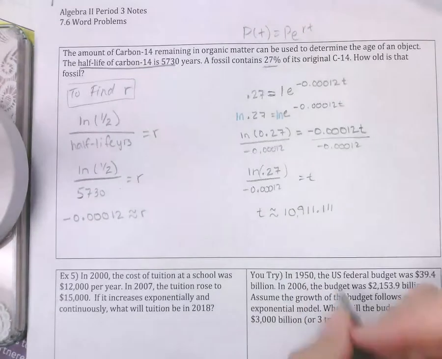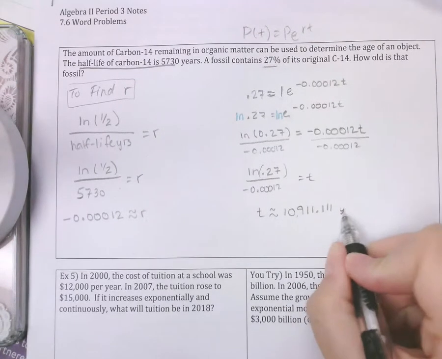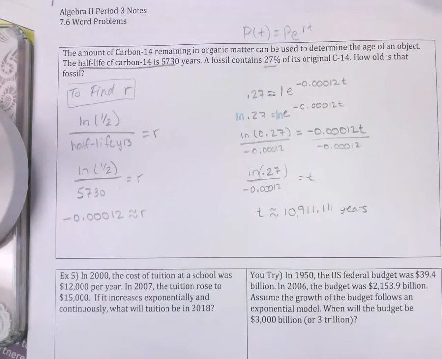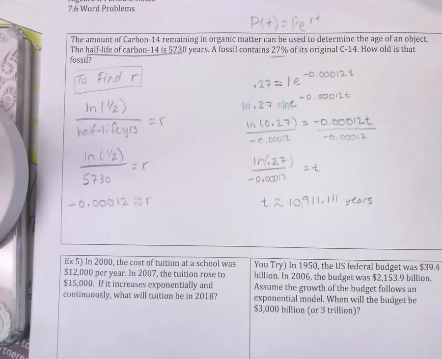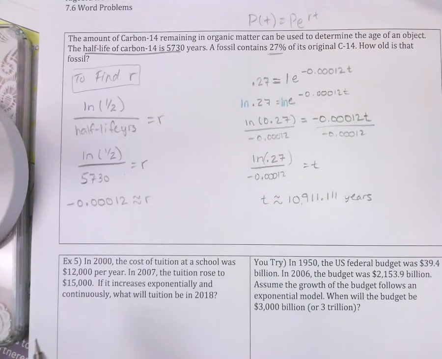Alright, so about 10,911 years. That's how old the fossil is. That's so old. It's like old. 10,912. Seriously? You're a piece of work. Approximately.